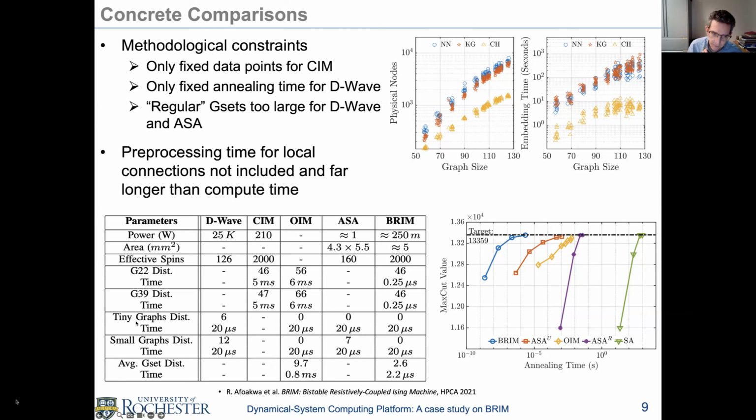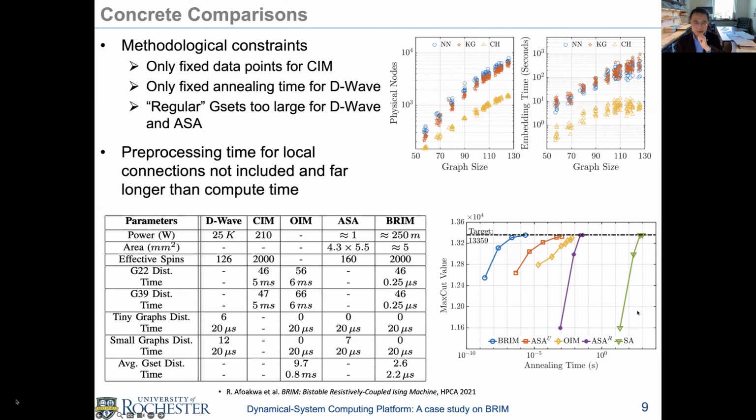Got it. Thanks. For these tiny graphs and small graphs, we couldn't get to ground state. By the way, this is the best solution out of 20 runs. But for BRIM, we can easily go to ground state for these. And for the tiny graph, we can verify that that indeed is the ground state. So perhaps this kind of shows you a general idea.